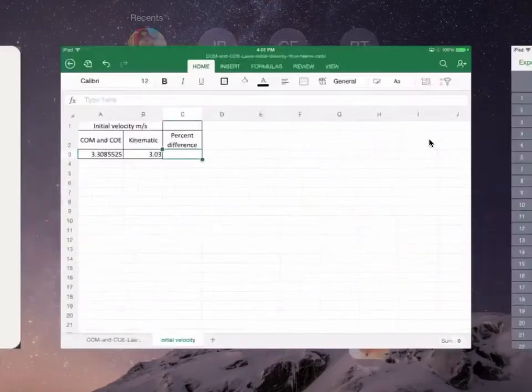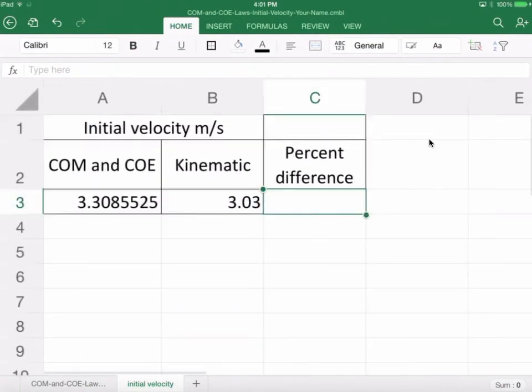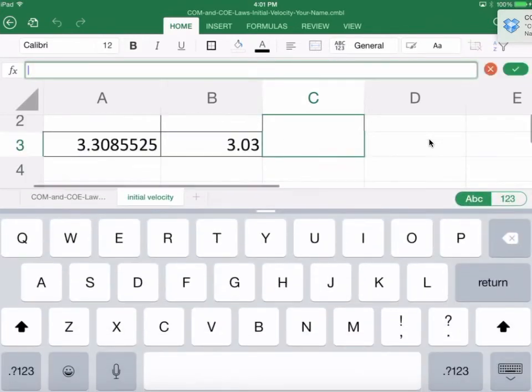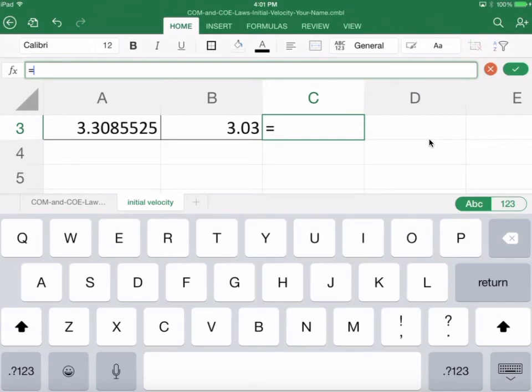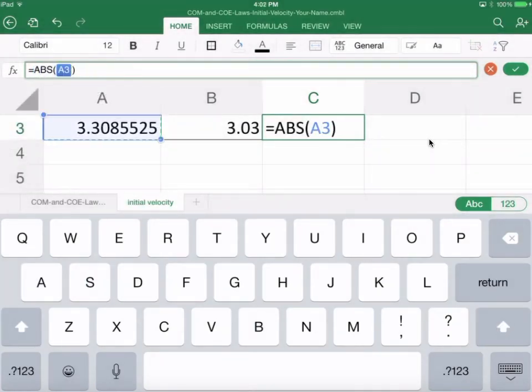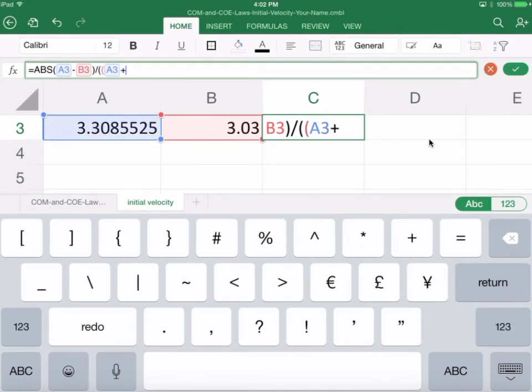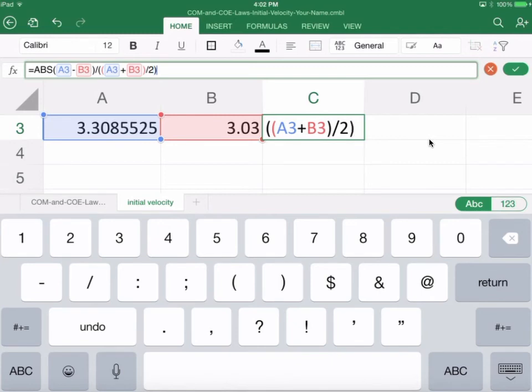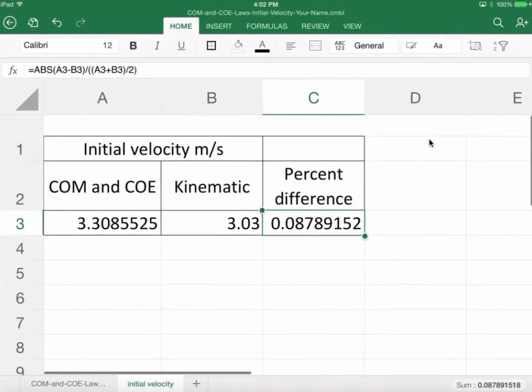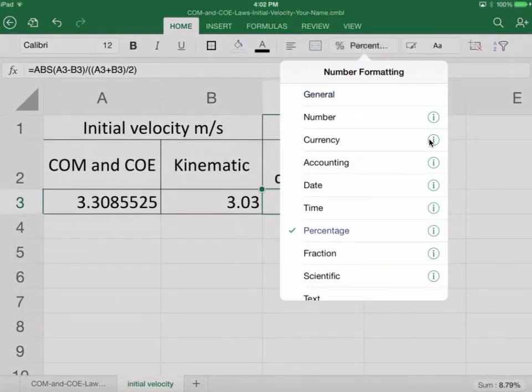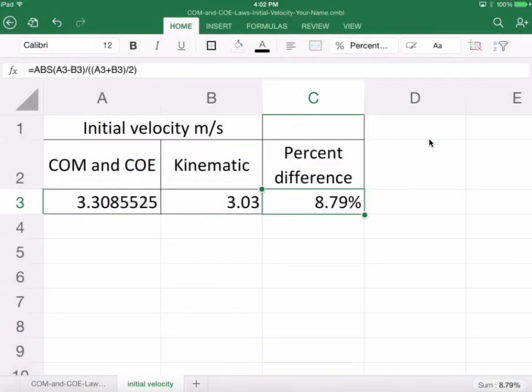So I'll just go in here, and this will equal the absolute value, and let's just go ahead and choose that function, of this experiment minus this experiment divided by this experiment plus this experiment divided by 2, and so we're getting like 8.7%. So let's go ahead and put this in percentage format. We're getting 8.79%.